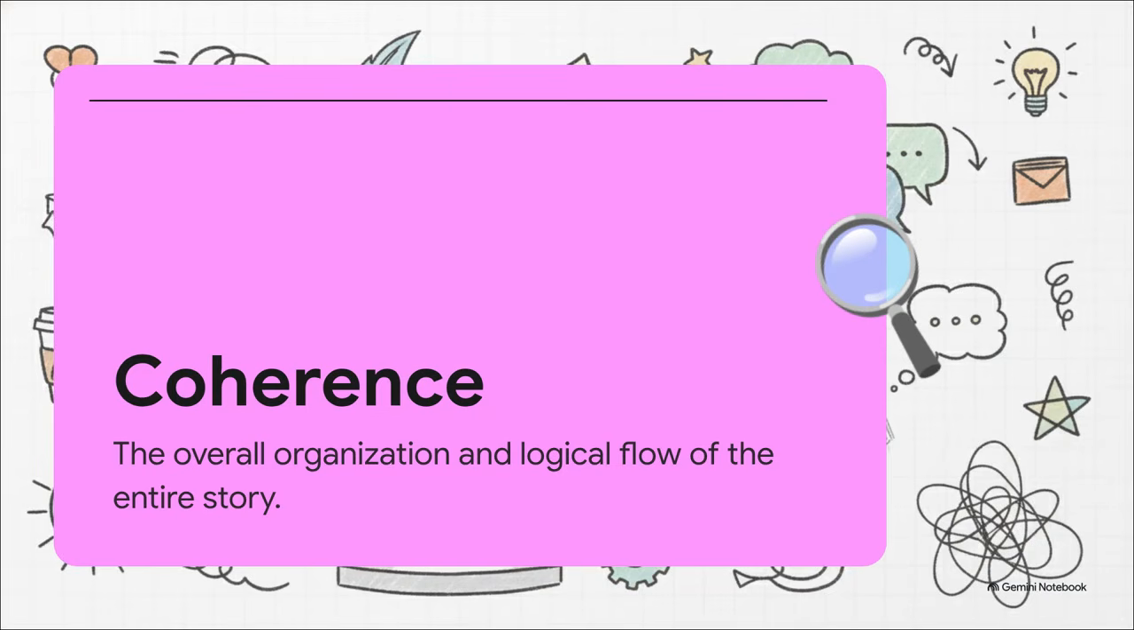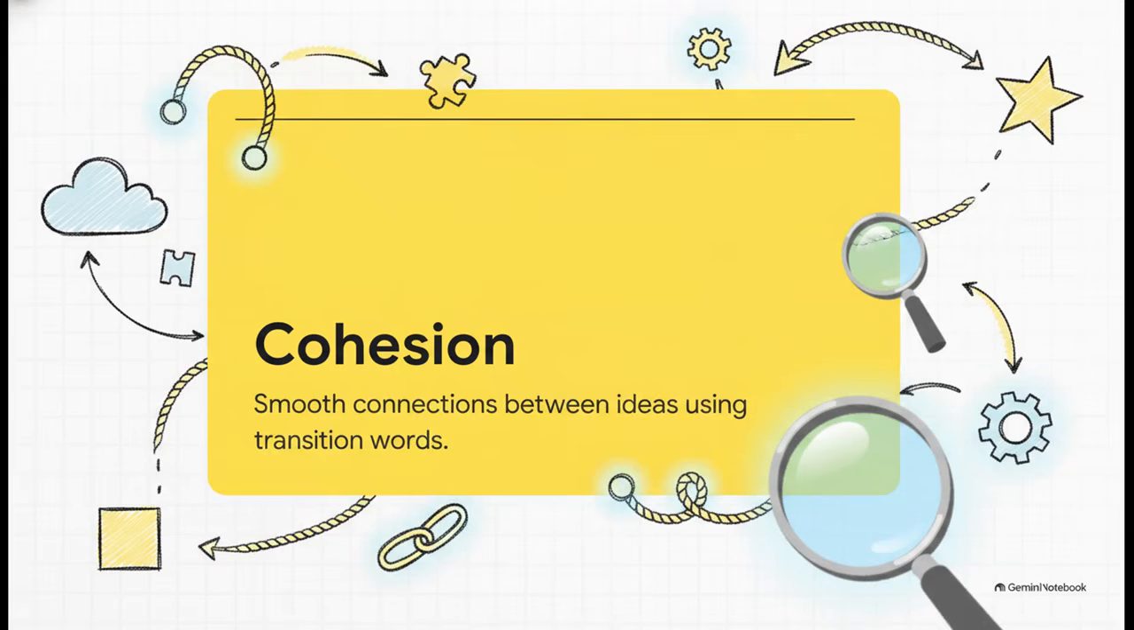A massive part of revising is checking your coherence. Coherence is really the macro element of your story. It's the overall organization. It ensures that the events in your play happen in a sequence that actually makes sense to your audience. Ask yourself, does your play have a clear beginning, middle, climax, and ending? Does it stay focused on one main idea? If your character is suddenly on the moon in scene 2 without any explanation, well, your story lacks coherence. On the flip side of that coin, we have cohesion.